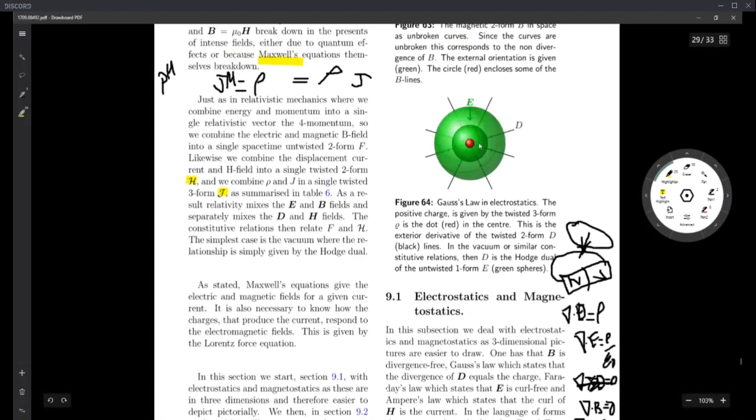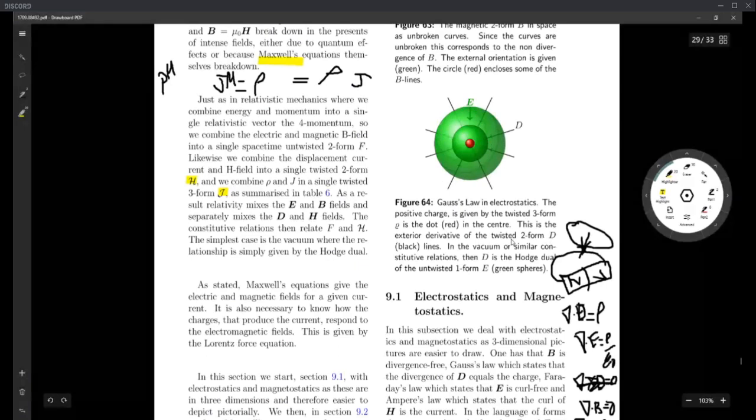Obviously, the visual way of looking at this, for Gauss's law, first things first, nabla dot E is equal to rho by epsilon naught. The positive charge is given by a twisted three form, which is the dot here, and this twisted three form's magnitude is given by rho, the charge density. Charge density basically means net charge by volume, right? I can look at this as causing these field lines, or I can consider the field lines themselves to be fundamental, which is what we're doing by considering this three form rho as the twisted two form of these black lines.